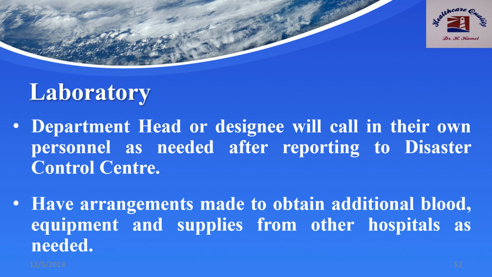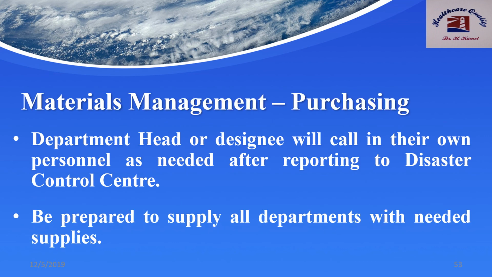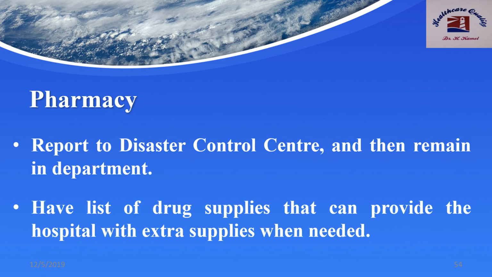Laboratory and Blood Bank Department Head or designee will call in their own personnel as needed after reporting to Disaster Control Center. They have arrangements made to obtain additional blood, equipment, and supplies from other hospitals as needed. Materials Management and Purchasing Department Head or designee will call in their own personnel as needed after reporting to Disaster Control Center. They should be prepared to supply all departments with needed supplies. Pharmacy, report to Disaster Control Center and then remain in department. They should have a list of drug supplies that can provide the hospital with extra supplies when needed.